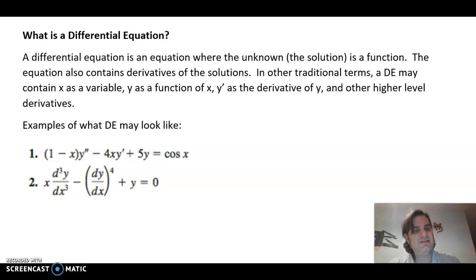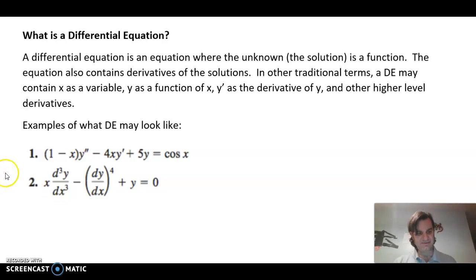Basically, a differential equation is an equation that contains a function as a solution, and it also contains its derivatives. So you might see a y prime, y double prime, y triple prime in its various forms. You'll probably also see x in there as an input variable.